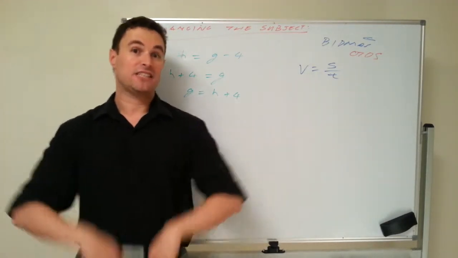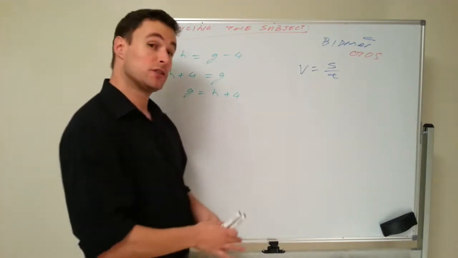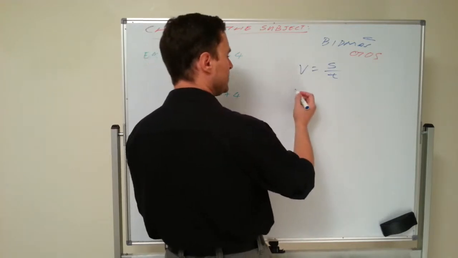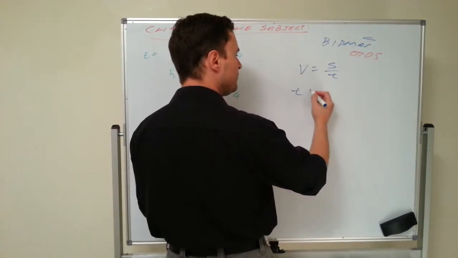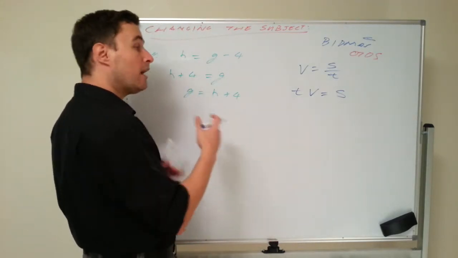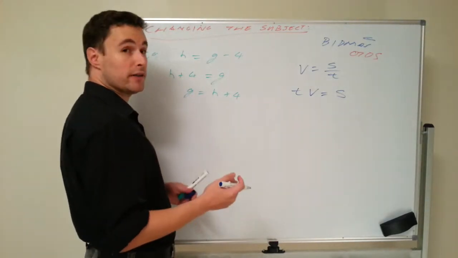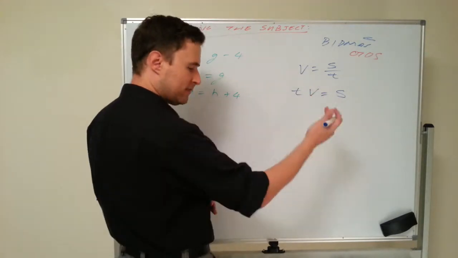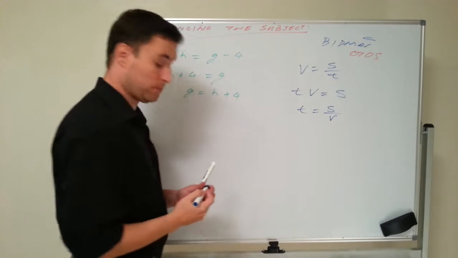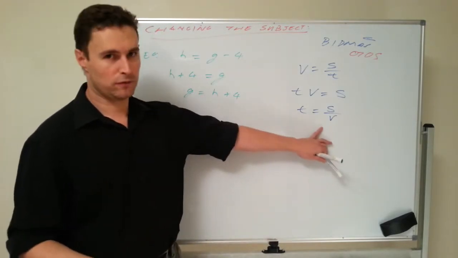What I have to do is get T into the numerator. So I have to first times by T to get it to the top. Opposite divided by T is times by T. So I have TV equals S. Now everything's in the numerator, everything's above the line. Opposite times by V is divided by V. T equals S divided by V. Are you with me? Okay, and now T is the subject of the formula.